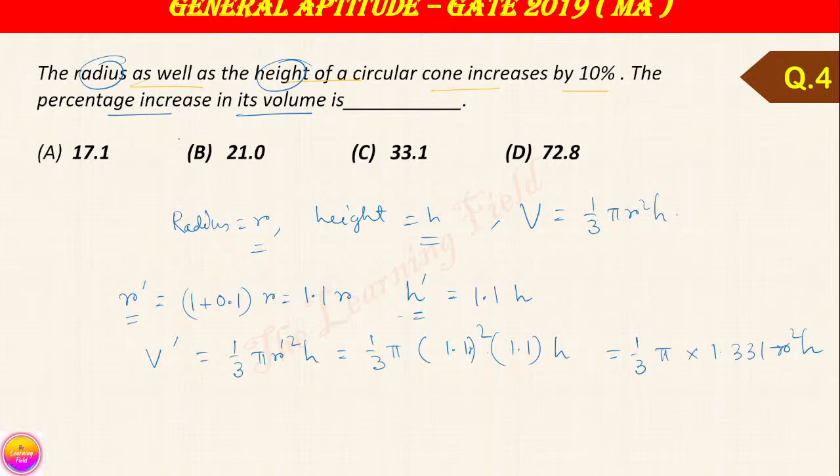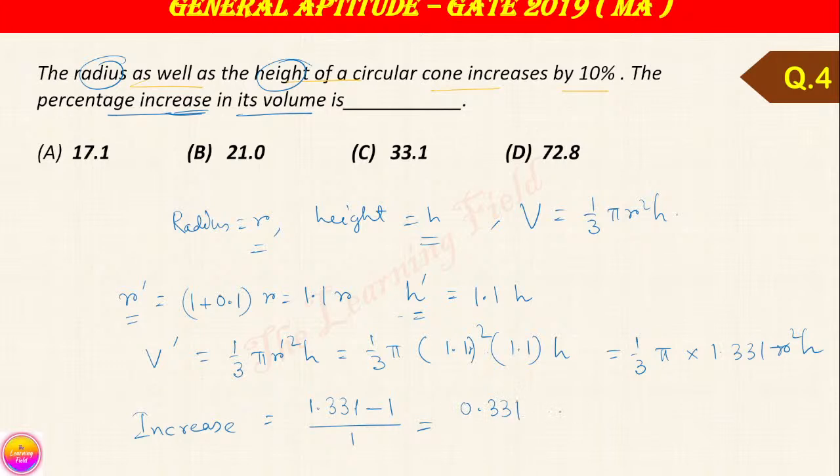Now we need to find the increase of the volume. So increase is equal to what? This is equal to the final value 1.331 minus the initial value, divided by the initial value. We calculate the increase in this formula. So this is equal to what?